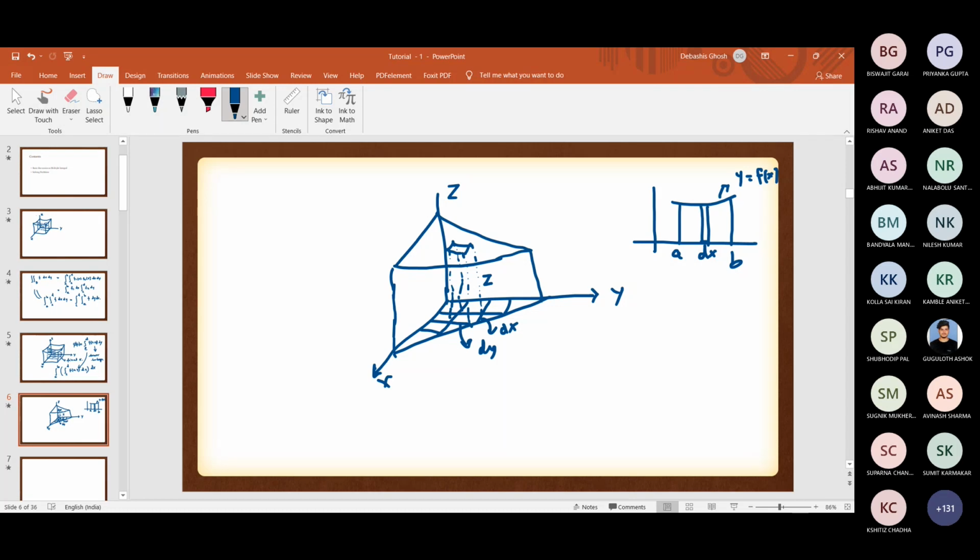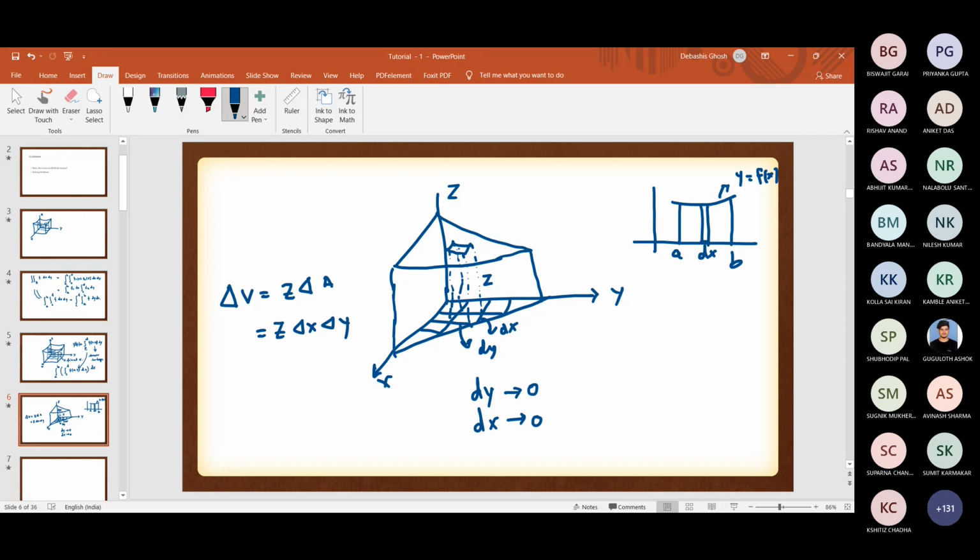Now, if we make dx and dy small, dy tends to 0 and dx tends to 0, so that it comes to a point ultimately. Then we take the summation over dx and dy, which ultimately gives you the total integration. So what we are doing here is that the volume del v comes to z into del a. Del a means dx and dy, which we can also write as z into del x and del y.